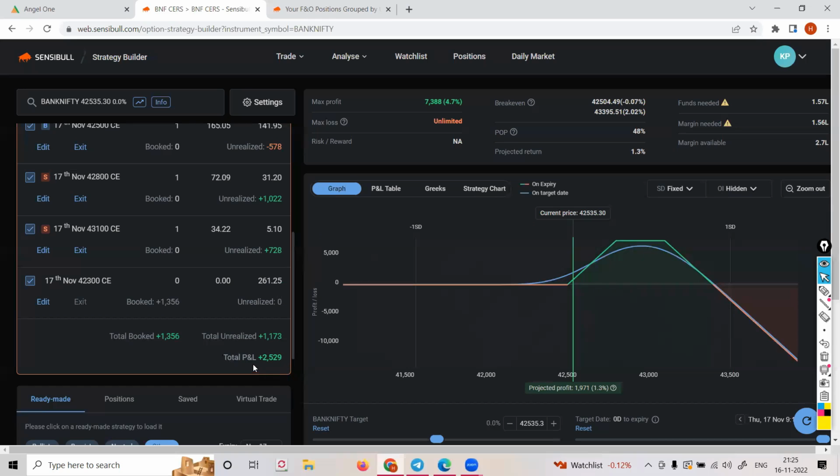This is my original trade, friends. This is my original trade, right? What is 2,600 on a capital of 1.56? Forget about adjustments and everything. My trade is giving me 2,600 profit on a capital of 1.56. Can someone please help me? What is the percentage I made?